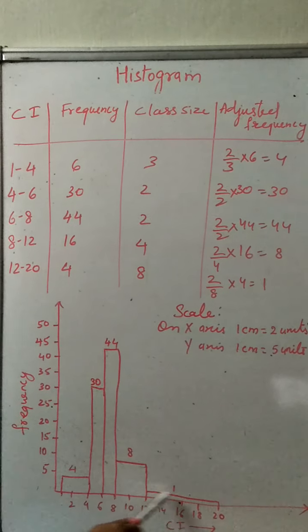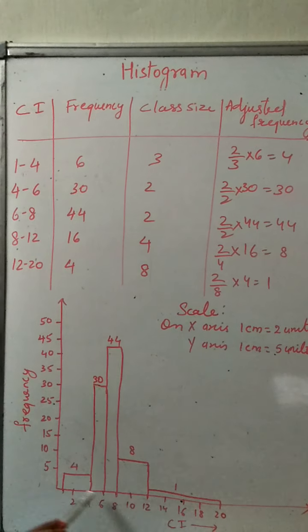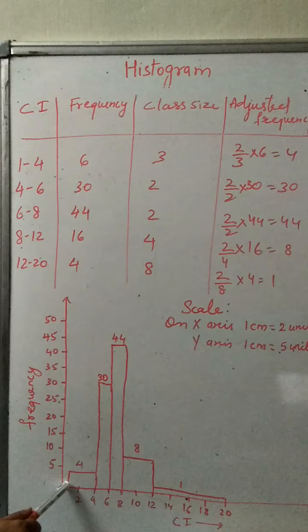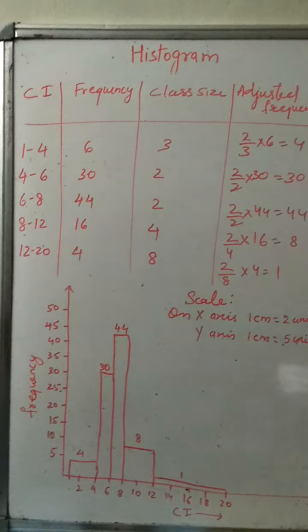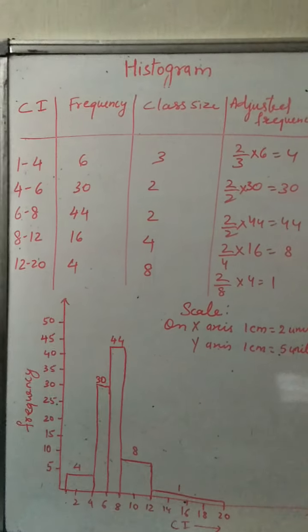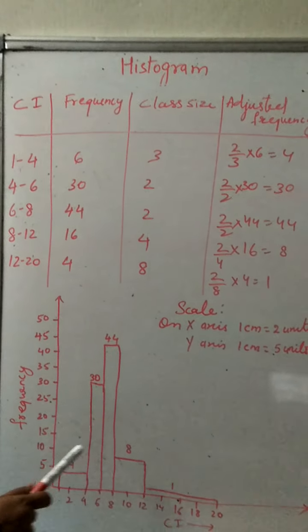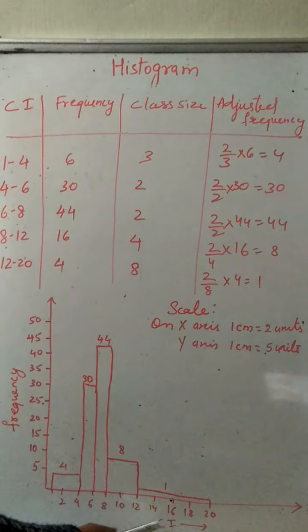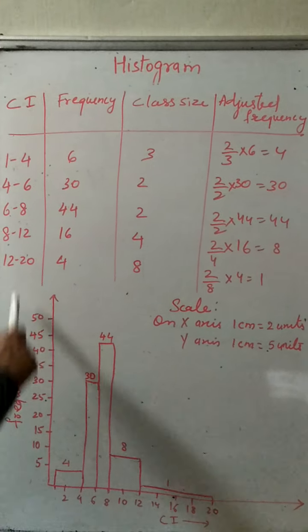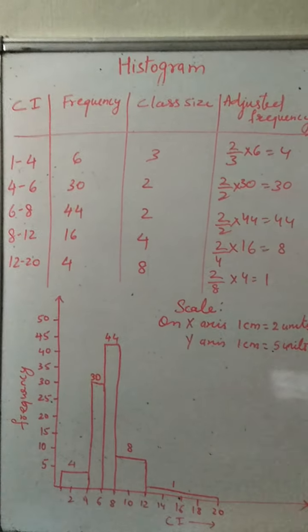So from 12 to 20 the frequency is 1. You can see from here it is like this. So this is the way of drawing a histogram on graph paper. Everything you have to mention here also, that you are representing class interval on the x-axis and frequency on the y-axis. So it needs to be mentioned.